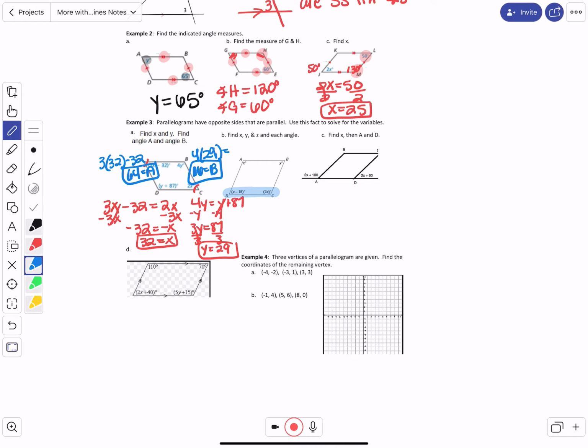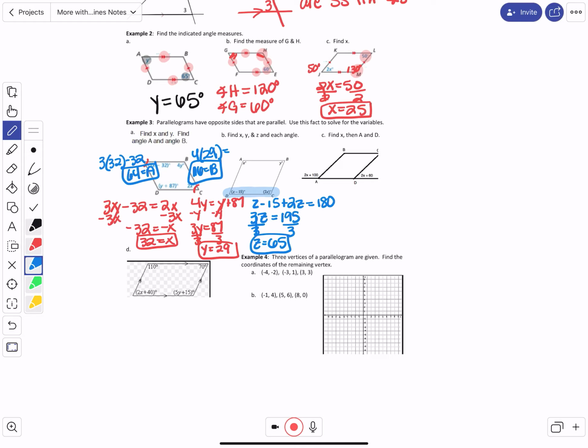So I'm going to do z minus 15 plus 2z equals 180. So z plus 2z is 3z. And I'm going to go ahead and add the 15 to 180. So that's going to be 195. And now I'm going to divide by 3. So 195 divided by 3 is going to be 65. So I've got my z equals 65.